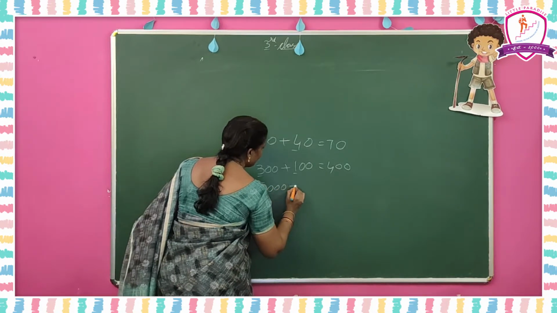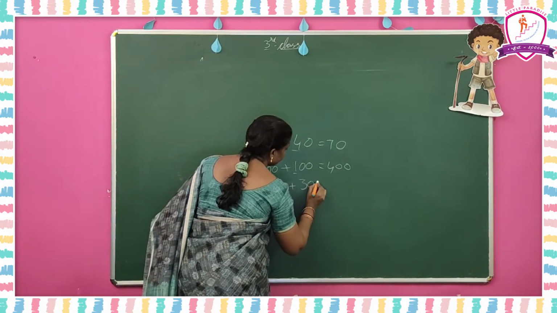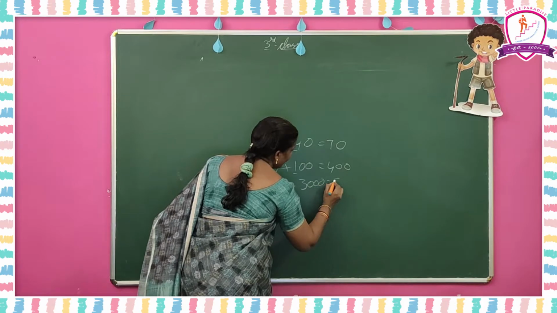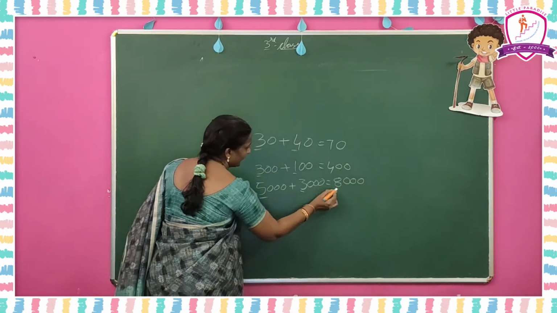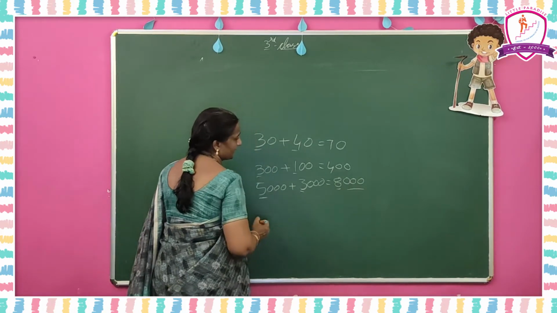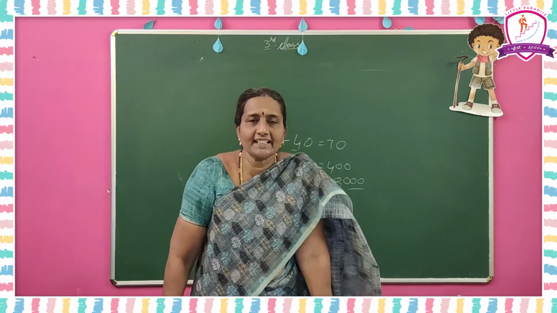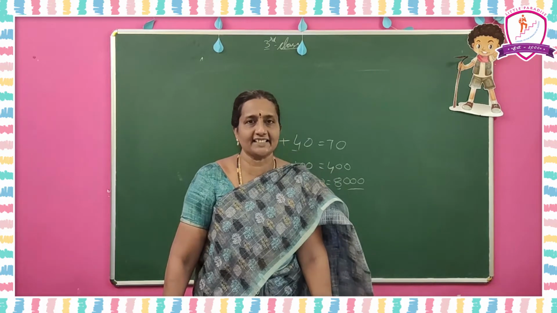5000 plus 3000 is 8000. 5 plus 3 is 8 and take 3 zeros. Okay? Yes, numbers ending with zeros can be added easily.